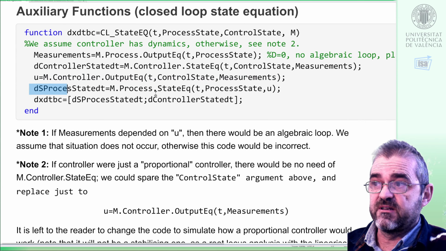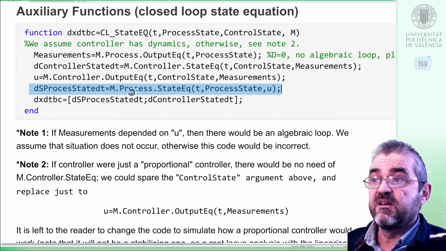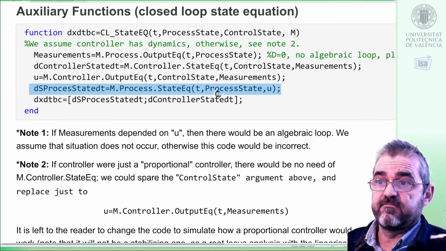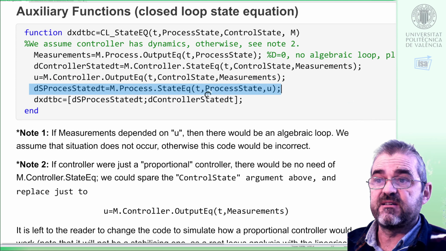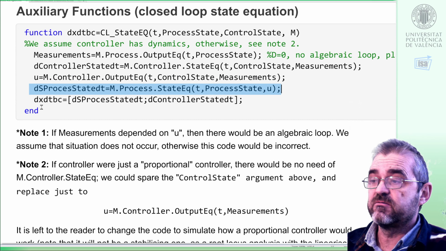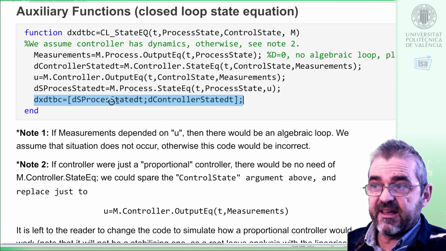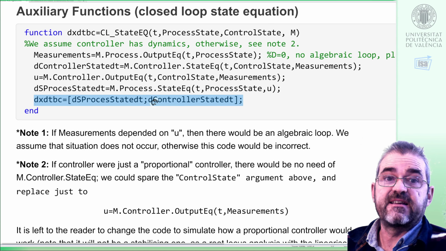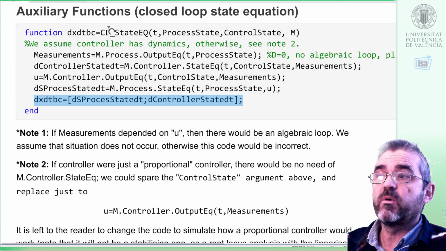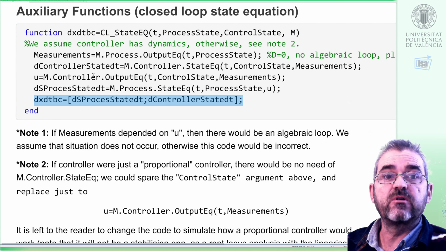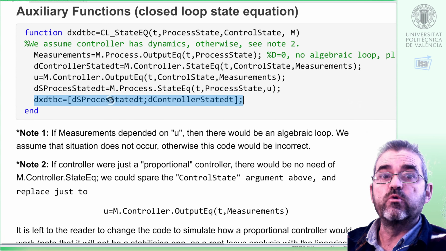and once I have the control action, which is the input to my process, then evaluating the process state equation with the process state at time t and the input u, I get the derivative of the process state. So the derivative of everything together is just stacking in a longer column the derivative of the process state and the derivative of the controller state. Good. So this is the core of this video: how to close loops with Matlab code instead of with boxes and arrows and mouse in Simulink.